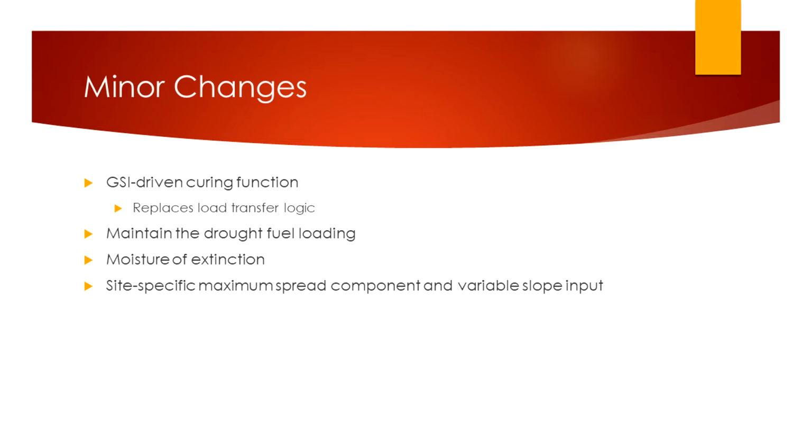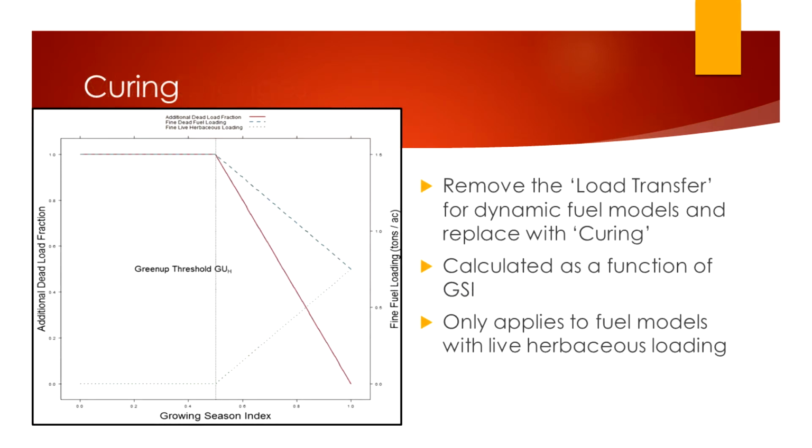So drought fuel loading is replaced by a simple GSI function that does the same thing. We'll look at that. Talk about the drought fuel loading separate, which is driven by KBDI, moisture extinction, and some site-specific parameters that you can change if you need to. And we'll talk about why those are. So essentially the way the curing function works is that we already talked about GSI.